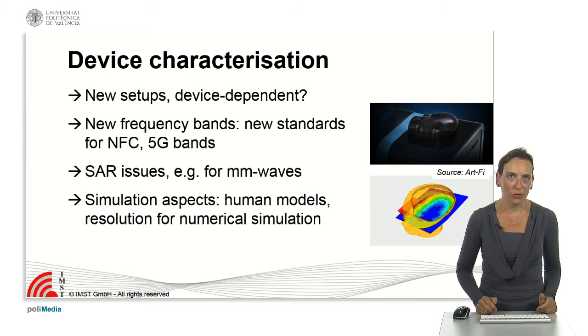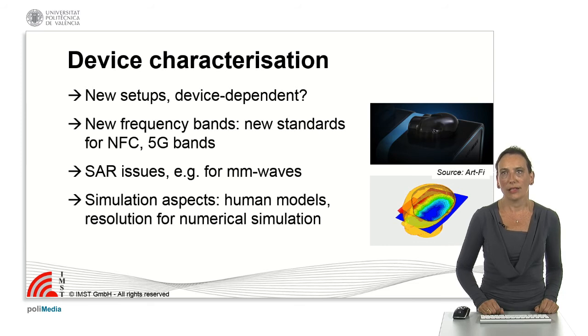We also have to deal with the new frequency bands and require new standards to be developed. We also have to cope with different SAR issues that are not considered nowadays. For example, the measurements and the simulation of the specific absorption rate in new frequency bands, for example, in the millimeter wave region. This will also require the development of new human models, the characterization of the human tissues for different frequencies, and high-resolution numerical simulation, which will need also more powerful computers to cope with the finer discretization that will be needed for these applications.